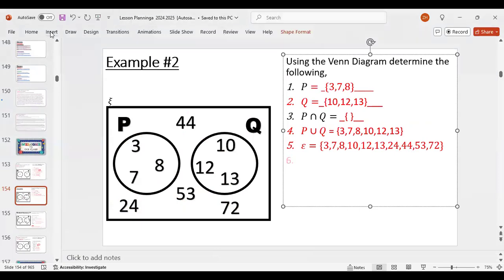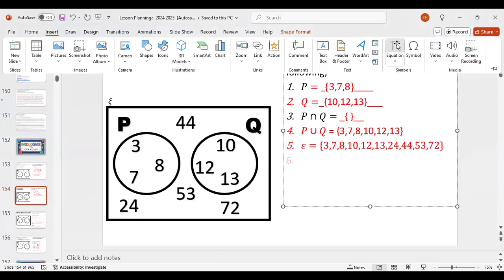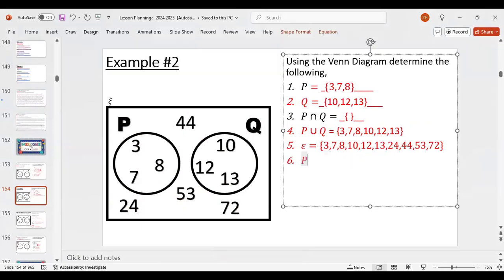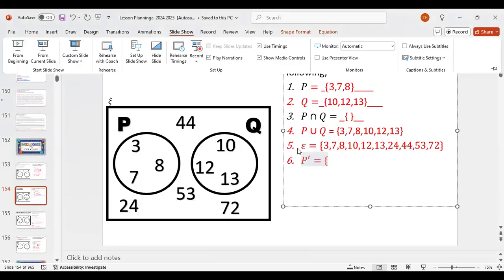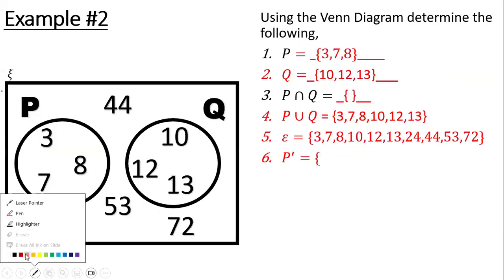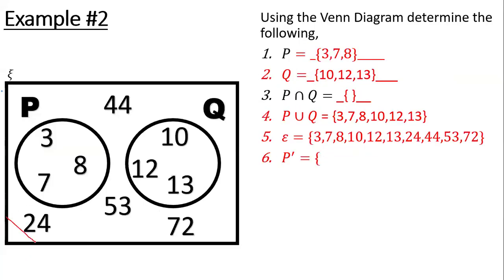Okay. Now what I want is the complement, right? So let's do the complement. P complement. Anyone already have the P complement? We finished, Mr. Petty. You finished? Okay, what do you have? P complement is curly bracket 10, 12, 13, 24, 44, 53, and 72. Okay, so explain to the class how you got that.